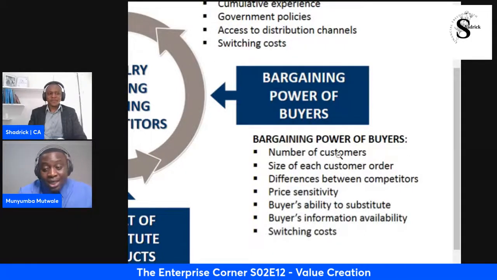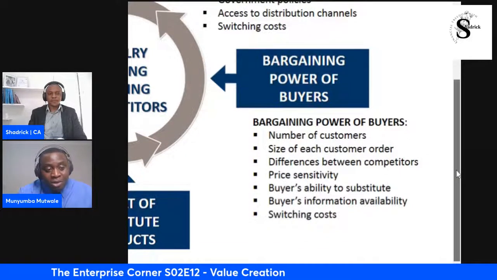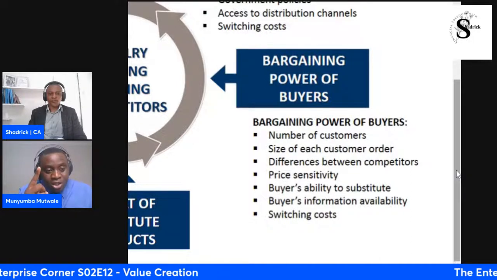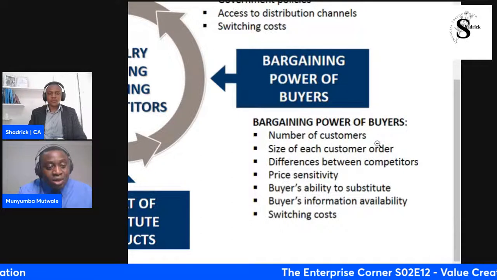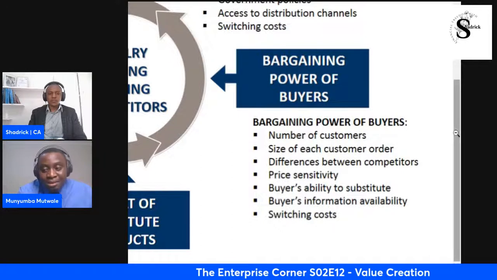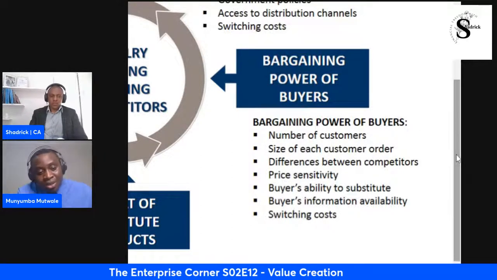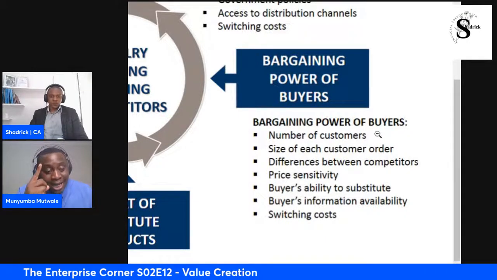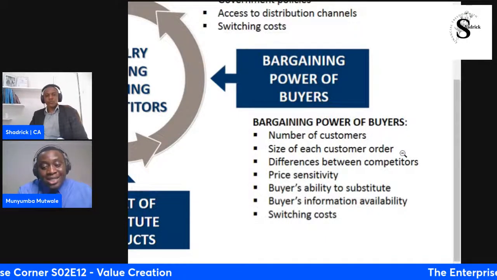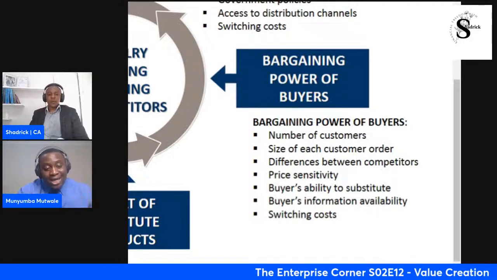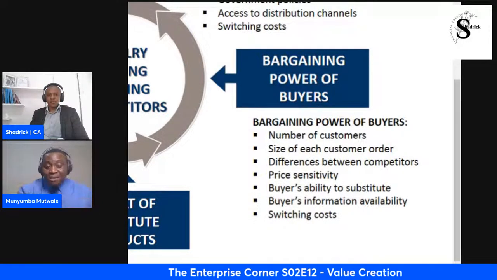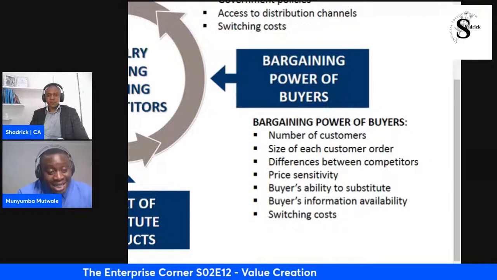That's why all those tenderpreneurs go bankrupt very quickly, because they only have one customer. When you give one customer too much power, they dictate your life and your cash flow. That's why so many government suppliers are always saying, we're behind on payments, we're struggling. Then also, what is the size of each of your customers as a percentage of your total orders? If one customer is dominating 50 or 60% of your business, even that is dangerous.